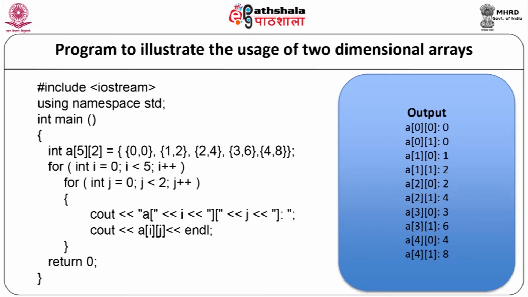Now we will display these values back on the screen using two for loops. The first for loop will be for row indices and the second for loop will be for column indices. For int i = 0, i < 5, i++.